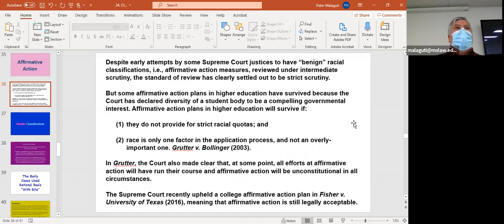So the first case that the Supreme Court decided was Bakke versus Board of Regents of the University of California. Alan Bakke applied to medical school at UC Davis. There were only 100 seats open at the time. What UC Davis did was it set aside a certain number of seats for persons who were economically and culturally disadvantaged.